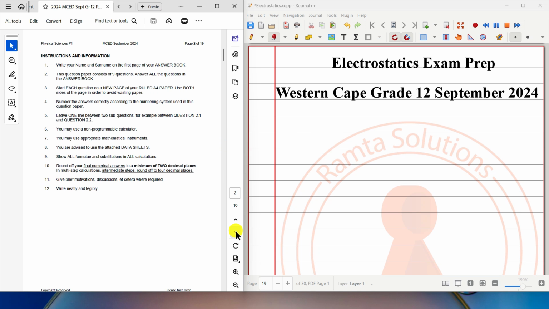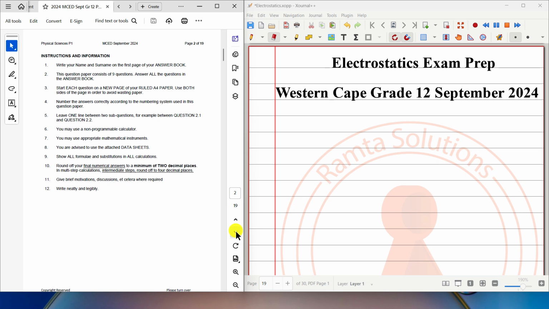Remember, all the instructions are important, but I'm going to read just a few that I would like to use during this lesson. Instruction 8. You are advised to use the attached data sheet in case you're forgetting the formulas and the constants. Instruction number 9. Show all formulas and calculation and substitutions in all calculations. Instruction 10. Round off your final numerical answers to a minimum of 2 decimal places. In multi-step calculations, intermediate steps should be rounded off to 4 decimal places.